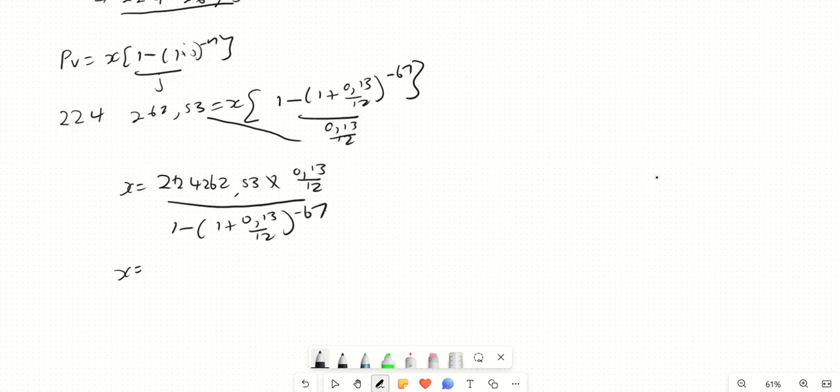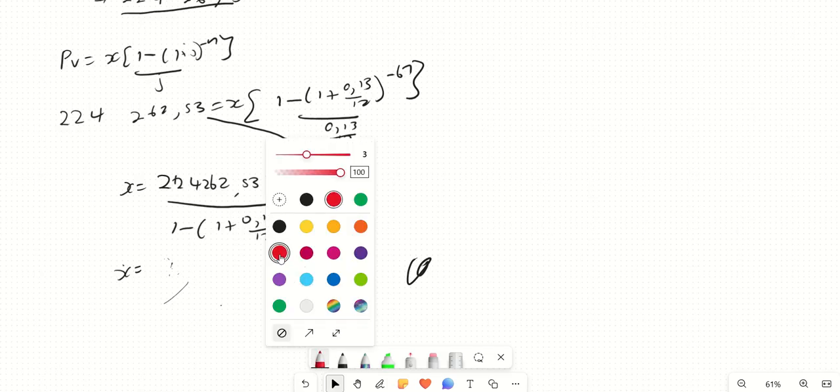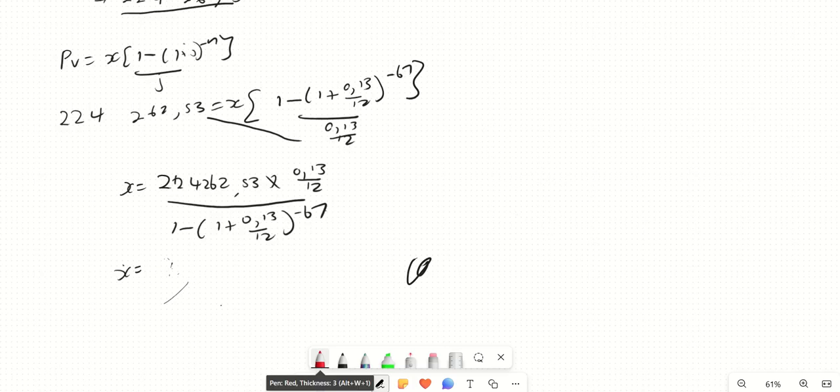In this case, we're going to have our x as what? Our x in this case is 4,724.96. This is our installment to pay out the loan.